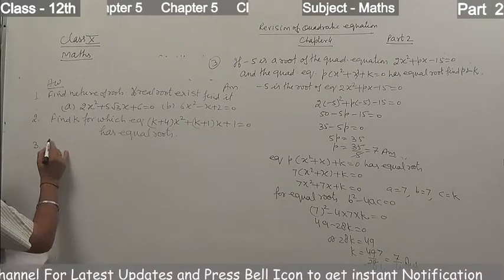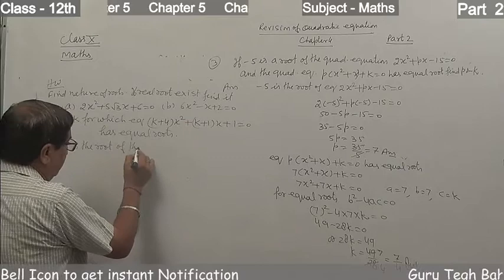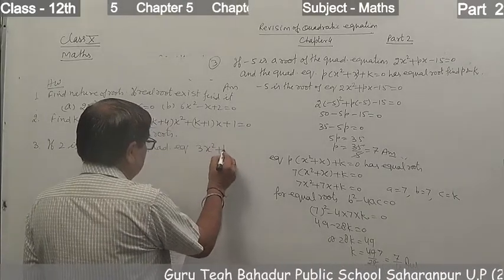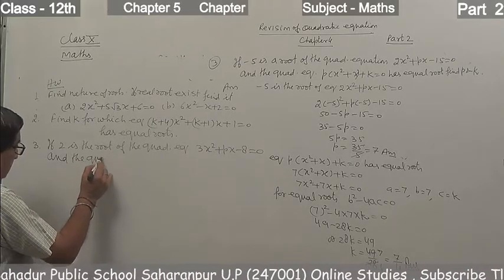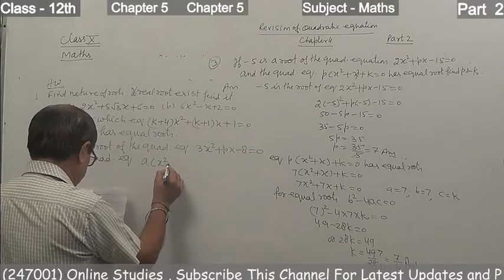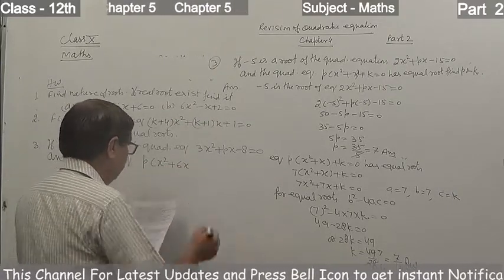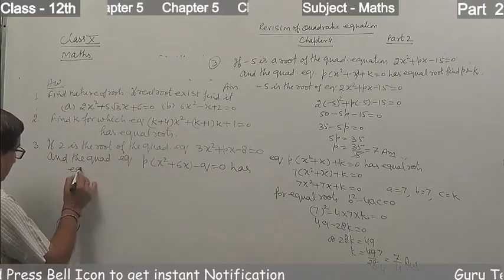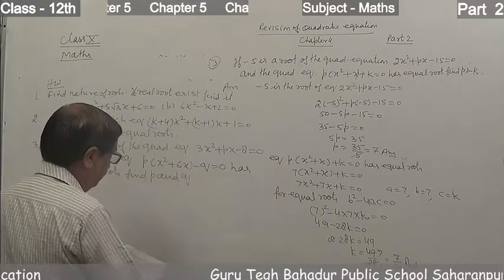Third, if 2 is the root of the quadratic equation 3 x square plus px minus 8 is equal to 0, and the quadratic equation p x square plus 6x minus q is equal to 0 has equal roots, find p and q. Thank you.